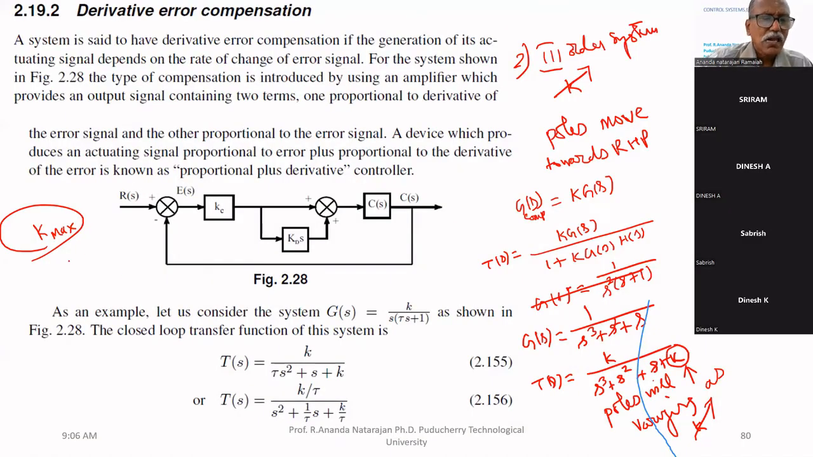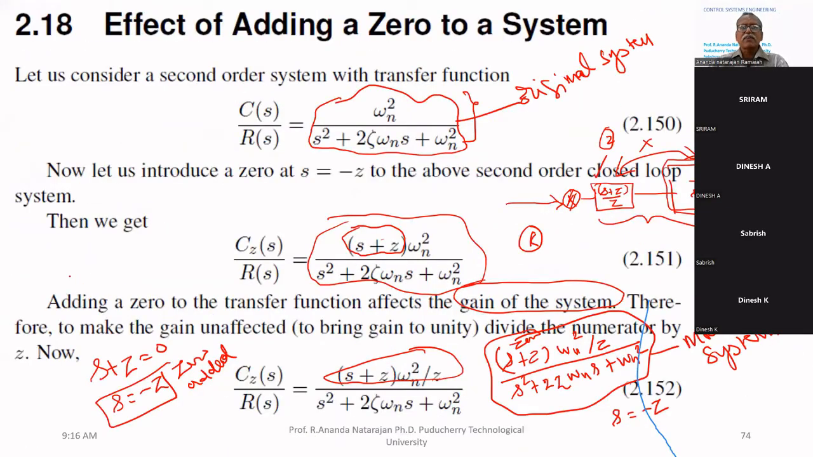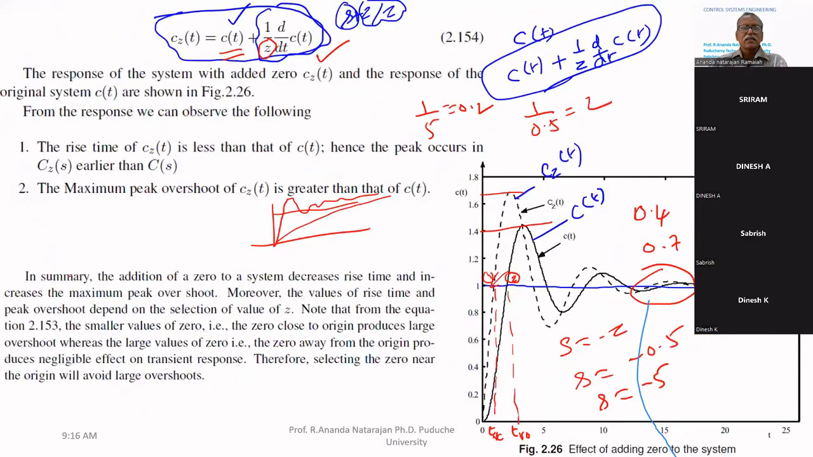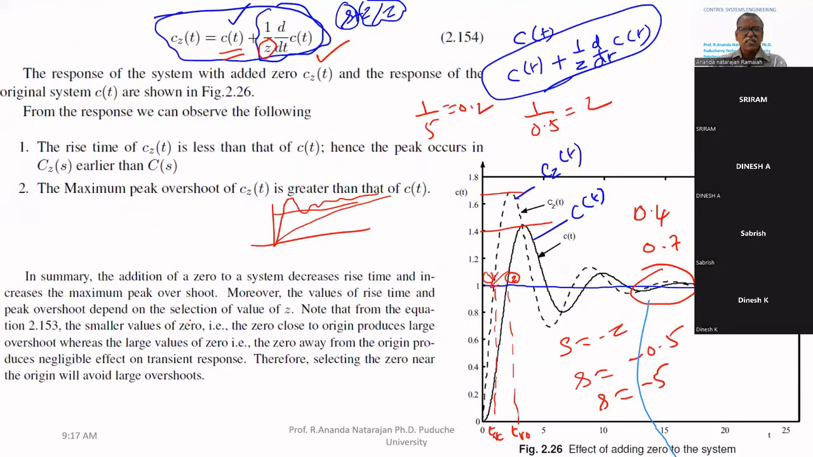Here, derivative error compensation is something we have already seen. Addition of zero: already we have seen, adding a zero to the system, what will happen? The effect of adding a zero to the system is nothing but adding a differentiator. Because if you add s plus z, this s is nothing but the derivative of c of t. So that is derivative compensation.